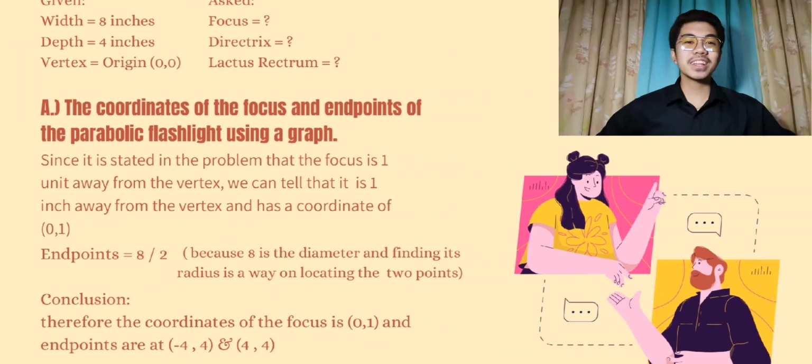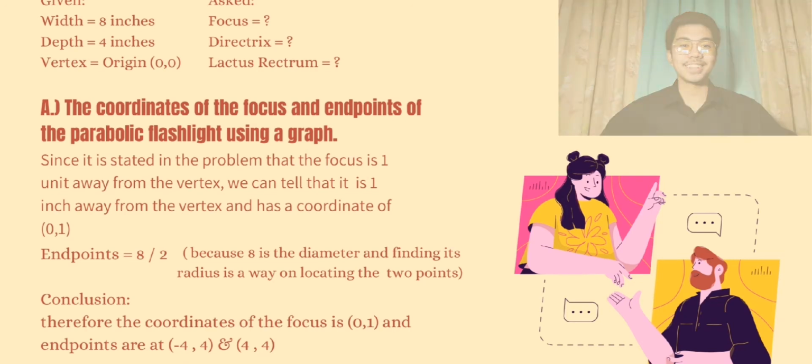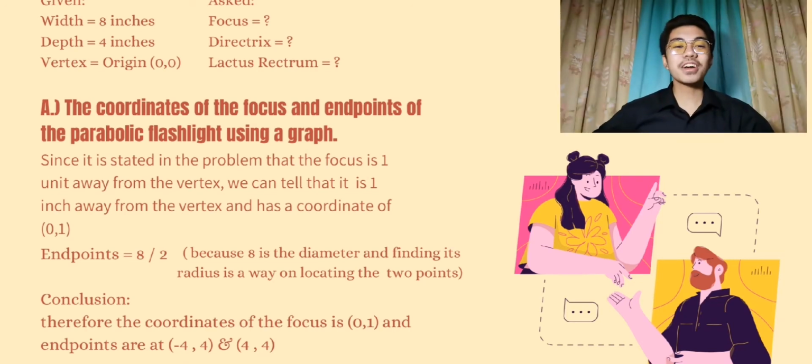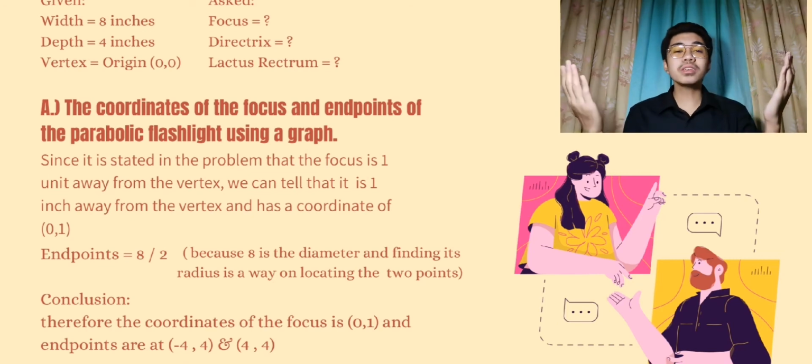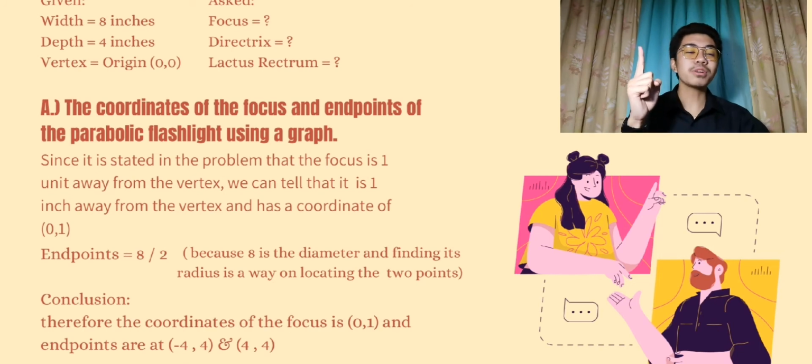First step is to identify the given. This includes the width, which is 8 inches, depth that is 4 inches, and vertex at the origin. We can easily find the focus since it is stated in the problem that the focus is 1 unit away from the vertex, which means that it is 1 inch away from it and has a coordinate of (0, 1).